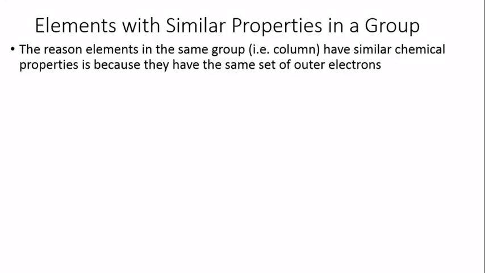So I want to look further at, if this is my periodic table and these are my columns, why do these elements behave like each other in the same column, the same group, the same family? And actually it has to do with electrons.